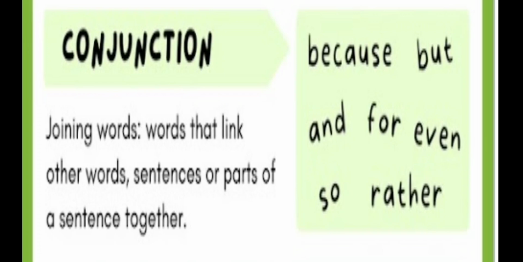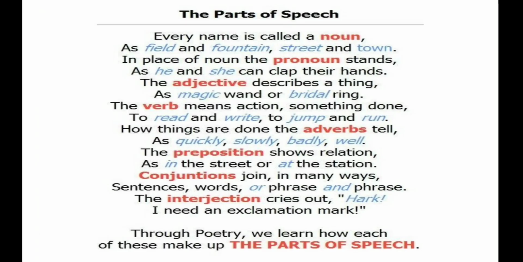So now quickly let's recall the 8 parts of speech through this wonderful poem, which includes the names as well as examples of the parts of speech. Every name is called a noun, as field and fountain, street and town. In place of noun, the pronoun stands, as he and she can clap their hands. The adjective describes a thing, as magic wand or bridal ring. The verb means action, something done, to read, to write, to jump and run.